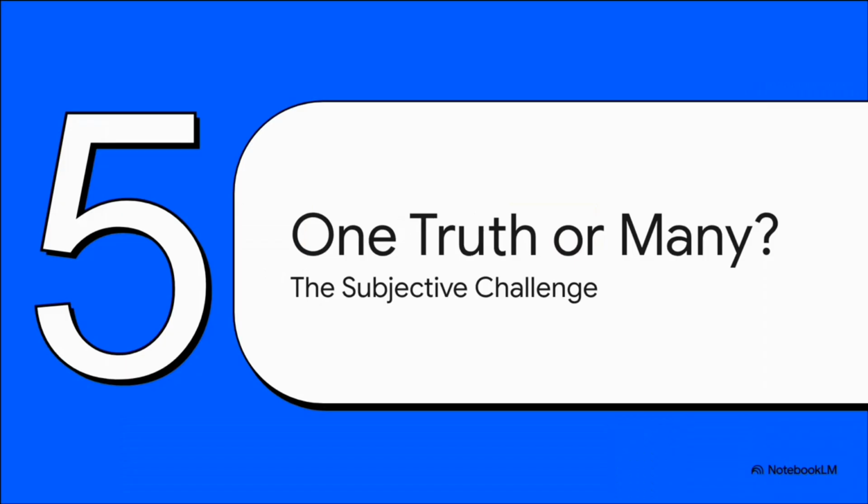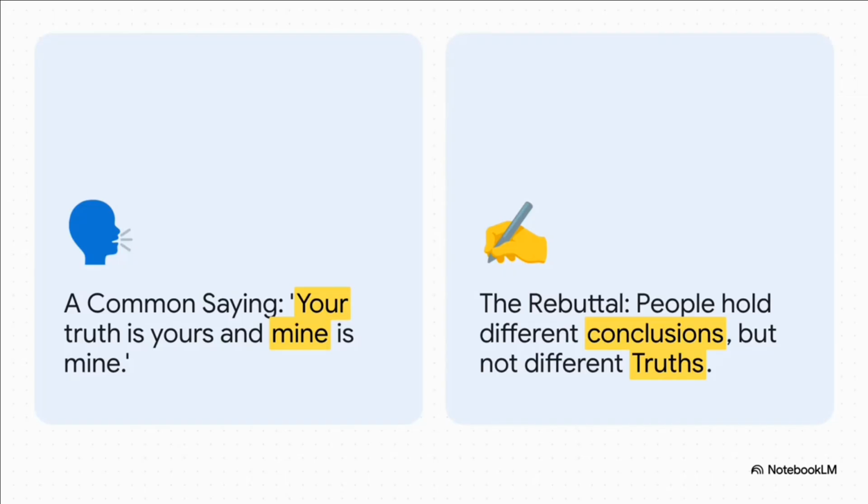So, if we follow this entire logical framework, this idea that truth is a consistent predictive model, it leads us to a direct collision with a really popular idea you hear all the time today. You know the one. You have your truth and I have my truth. But according to the framework we've been building, that doesn't really hold up.